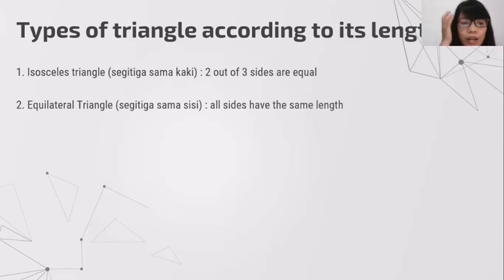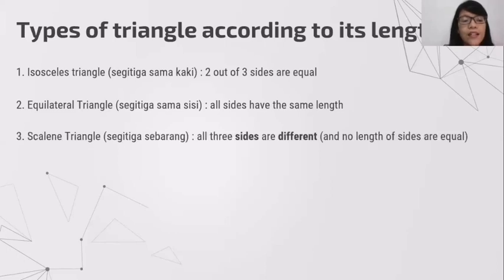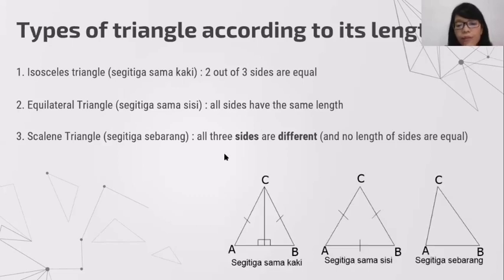And then equilateral triangle, or we usually call it segitiga sama sisi. The main property of this equilateral triangle: all sides have the same length. And then the third, scalene triangle, or segitiga sebarang: all 3 sides are different. So we can say that no lengths of sides are equal. Let's check the picture of the figure. This one is isosceles triangle, this one is equilateral triangle, and this one is scalene triangle. Okay, that's the types of triangle according to its length.